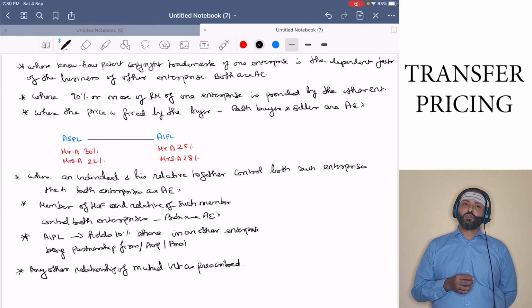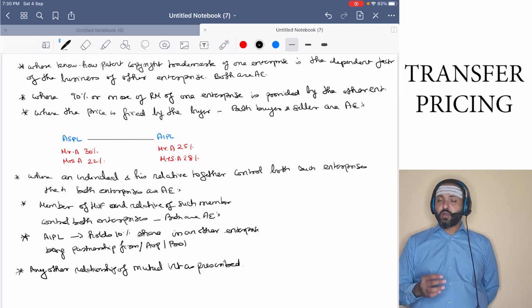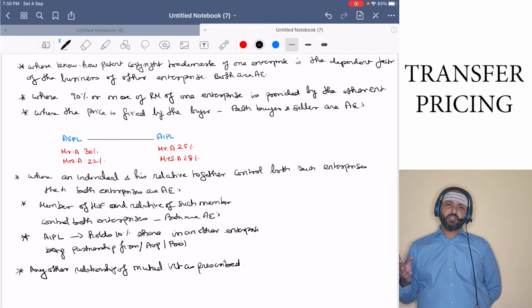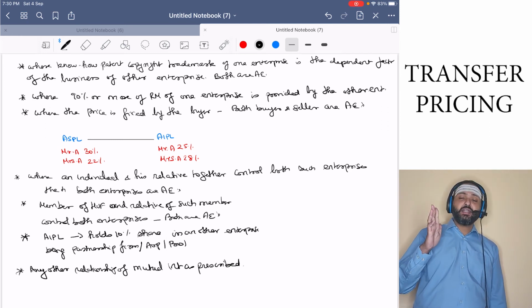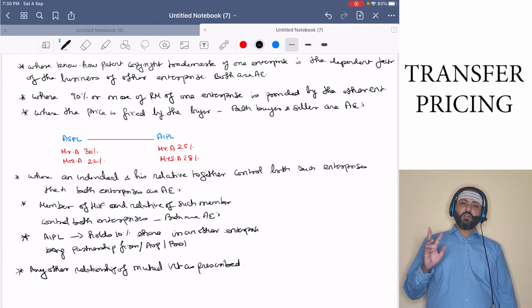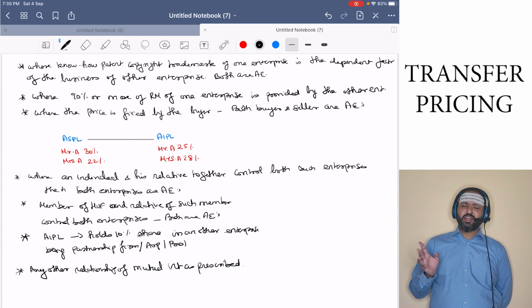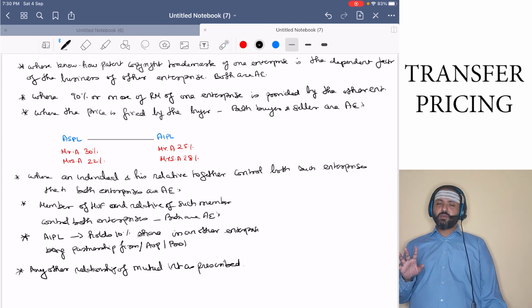Then the next point that we saw was with respect to loans. Greater than 51% of the total assets given as loans by one enterprise to another enterprise, both are considered as associated enterprises. Then where one enterprise guarantees more than 10% of borrowings of the other enterprise, those two enterprises will constitute associated enterprises. Please remember, for the loans point, it is 51% of total assets. When it comes to guarantee, it is more than 10% of borrowings, so please be careful on 10% and 51% on what.